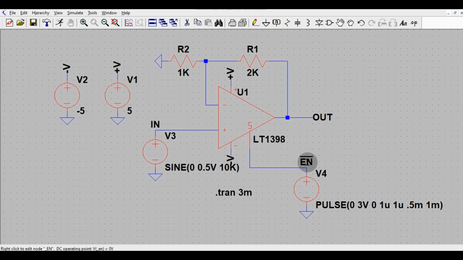So whatever simulation I have done until now, all the op-amps did not have this enable pin, right? Now I tried to include the role of this enable pin, which is active low, and I tried to simulate and see the behavior of the non-inverting amplifier, right?